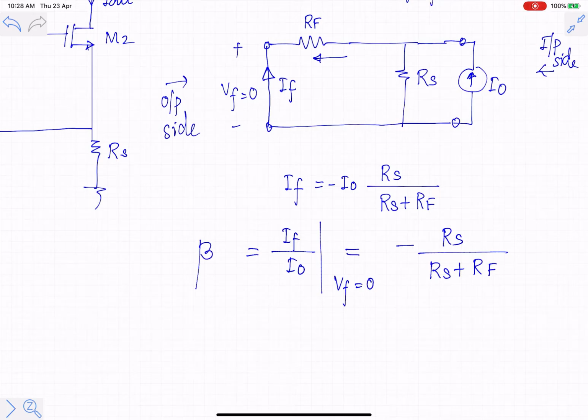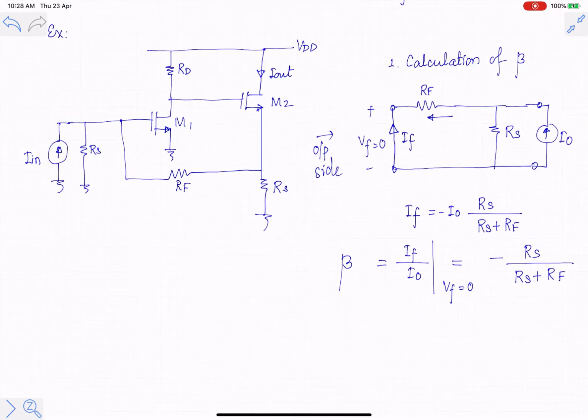So practically, if the feedback factor is negative, your open loop gain should also be negative, so that the loop gain becomes positive, so as to have negative feedback. So we will check it.